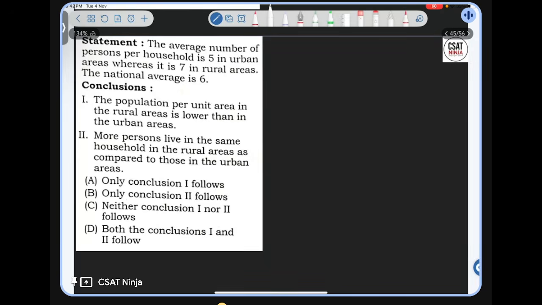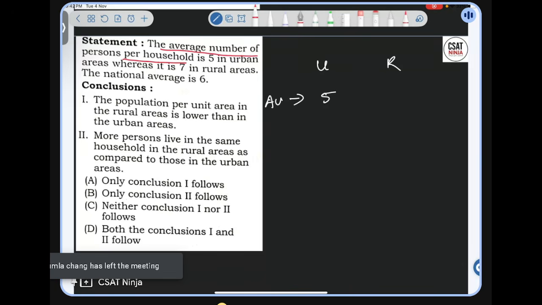The average number of persons per household is 5 in urban. Okay, we have urban and we have rural. The average number of persons per household is 5 in urban. I think it's a data sufficiency type of question, or critical reasoning, somehow.